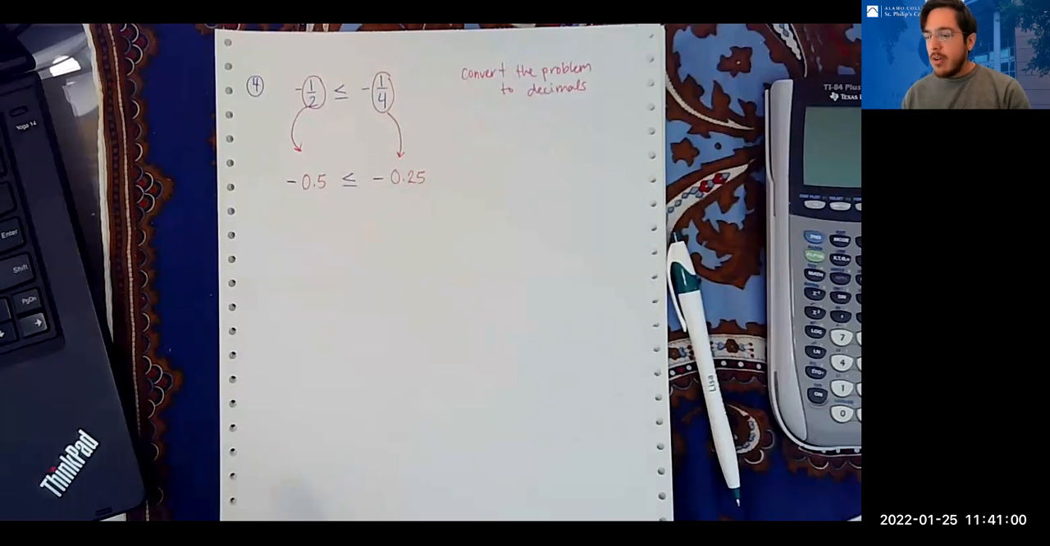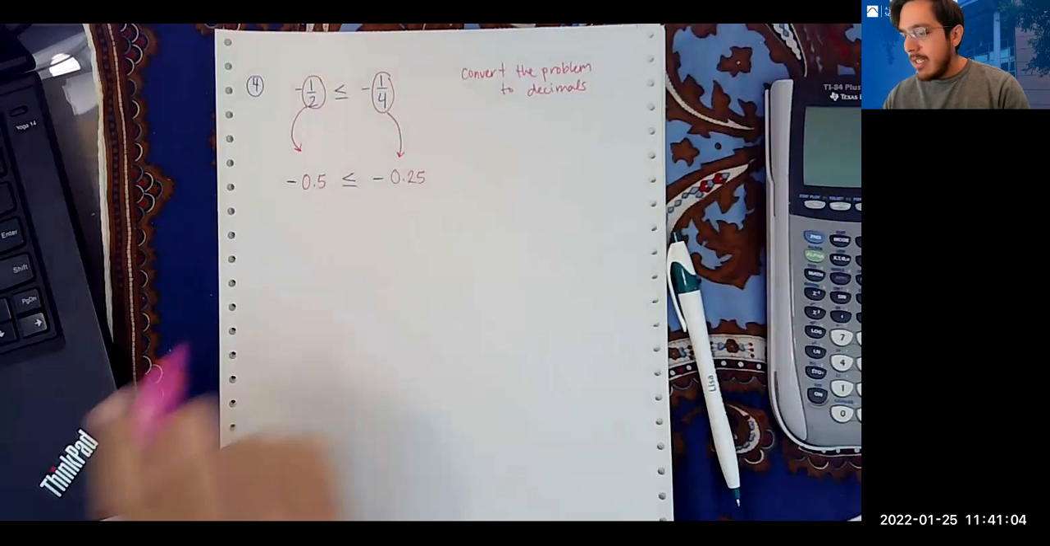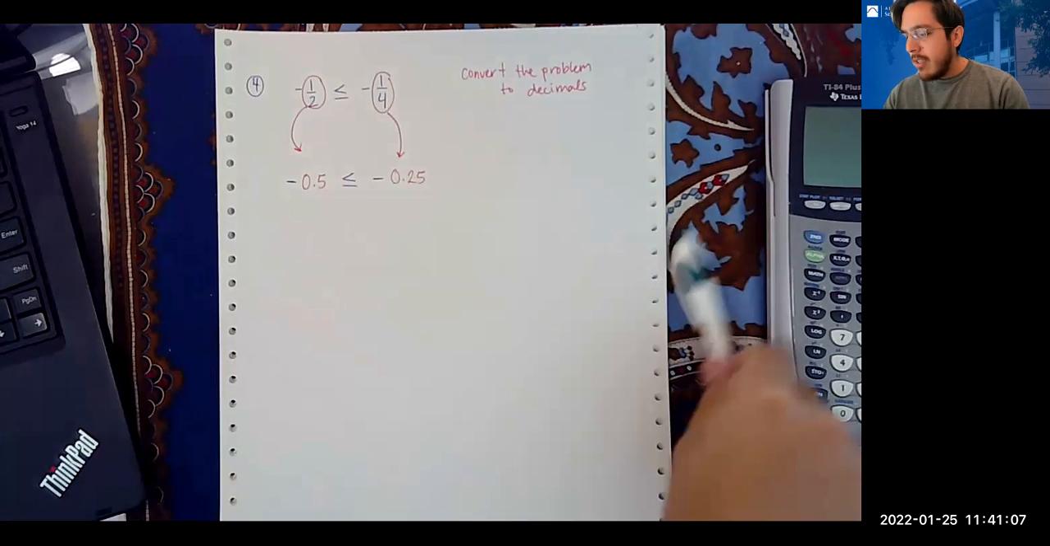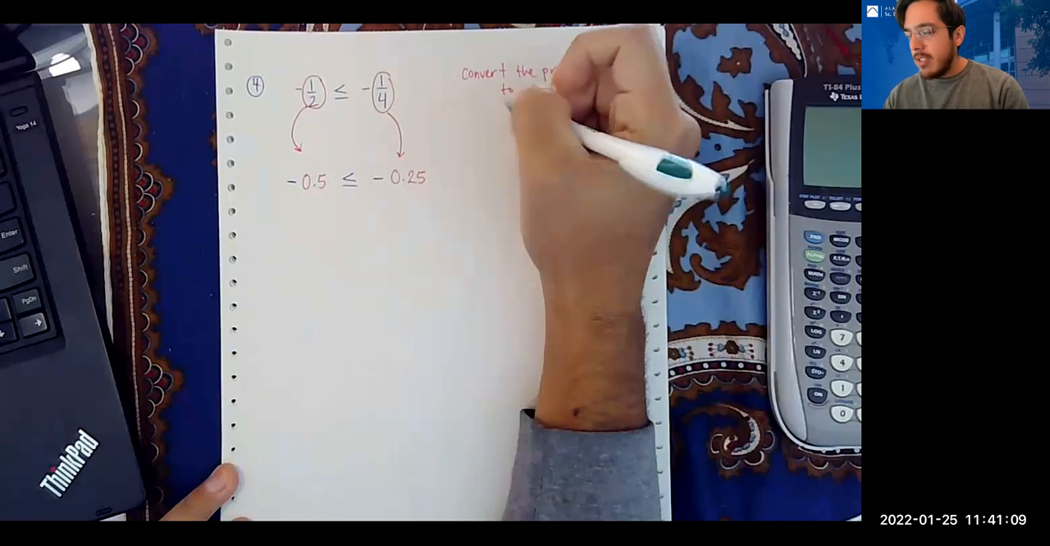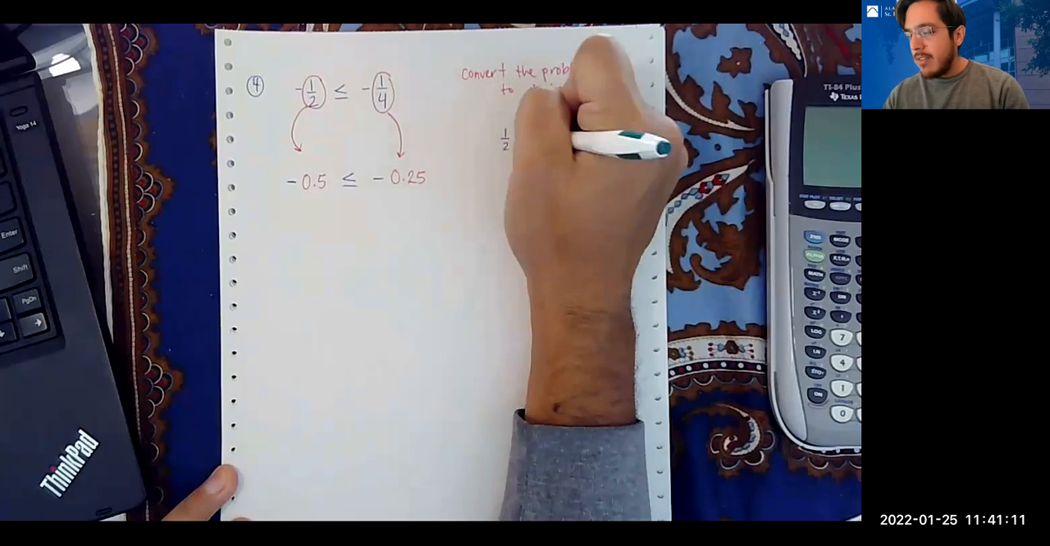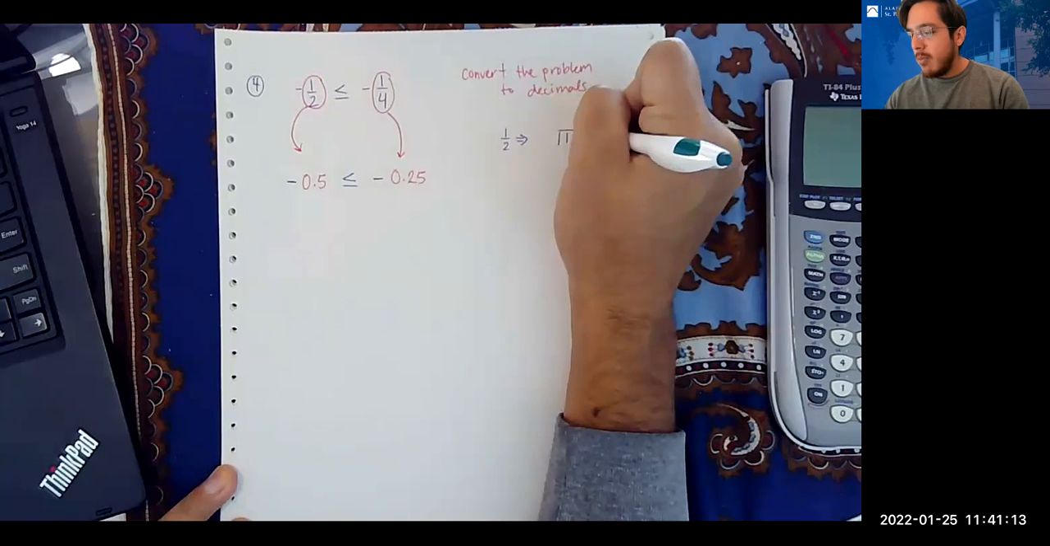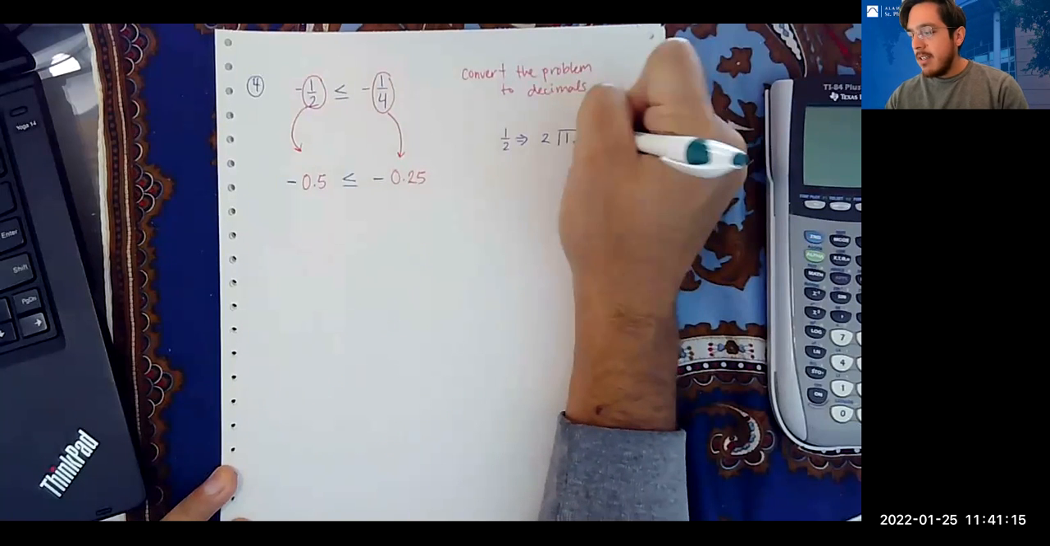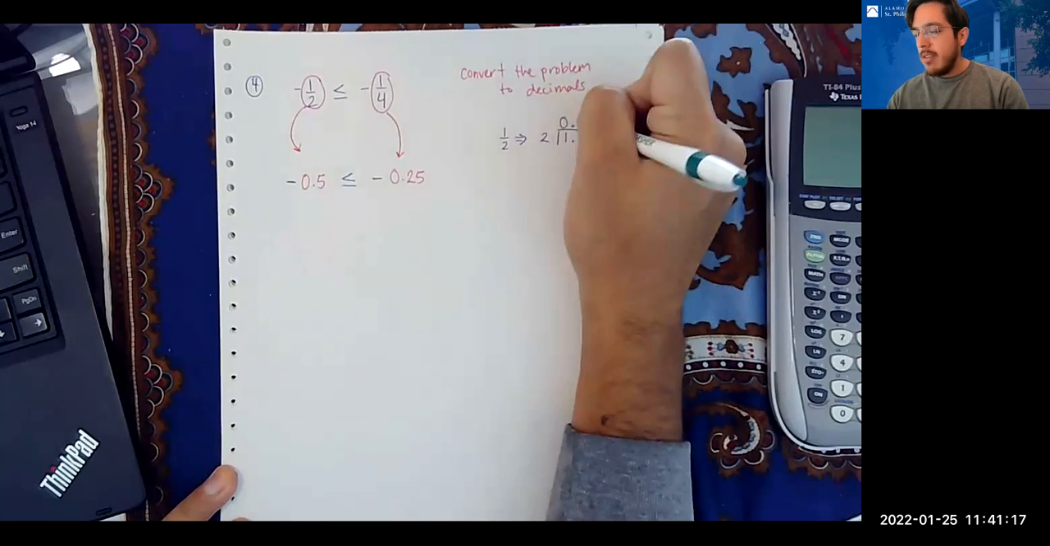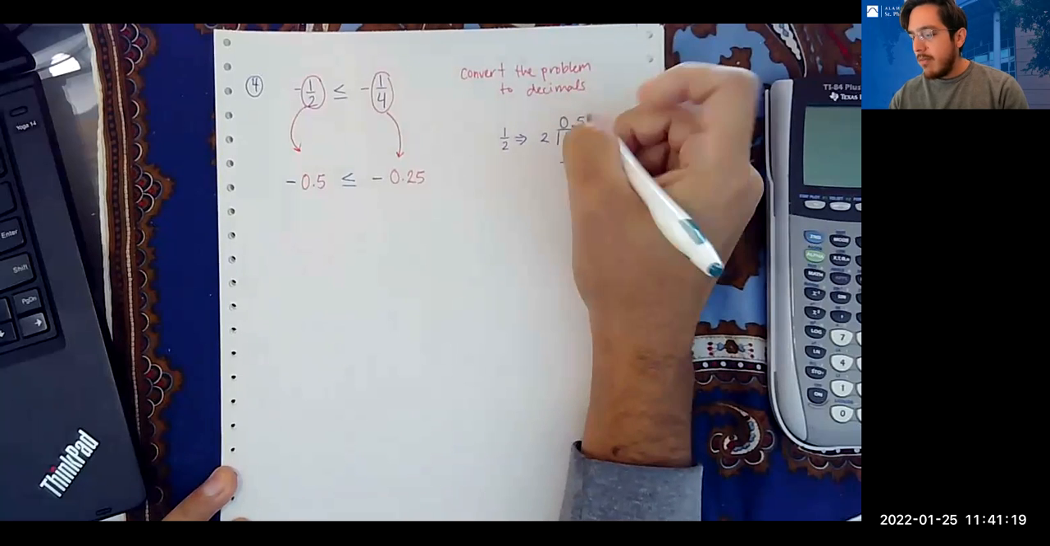The other way that you would go about doing this, which we've done previously, is you could take 1/2 and do the long division, 1 divided by 2. You'll have to drop a 0, but what you will end up getting is 0.5. The same thing with 1/4.